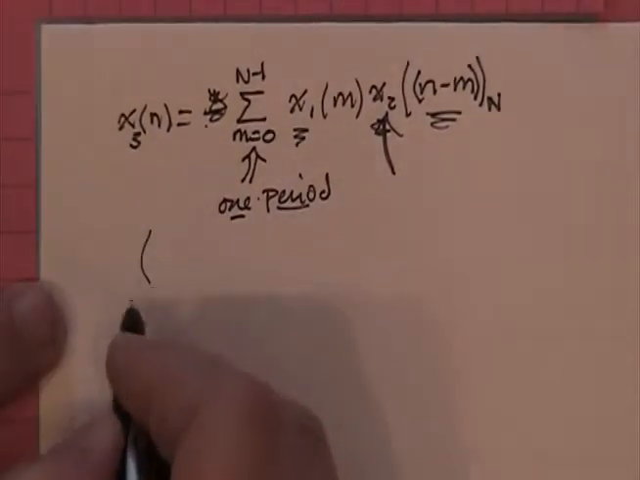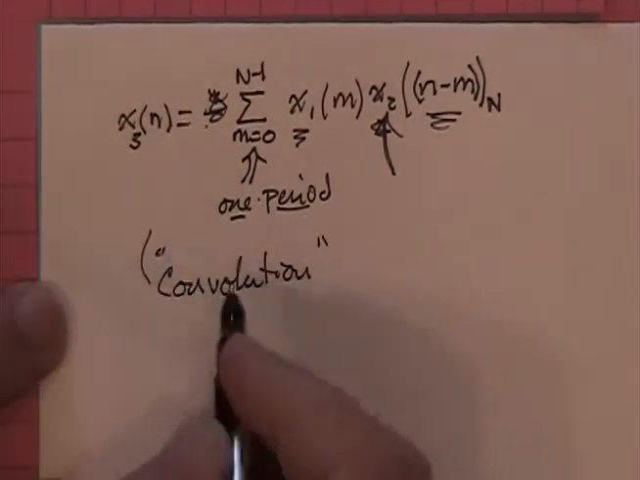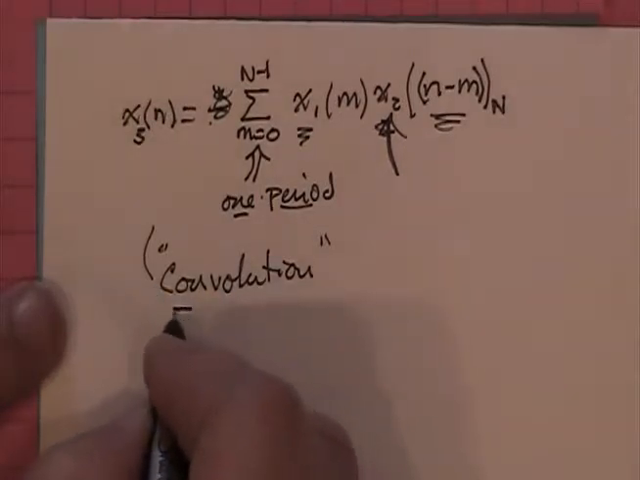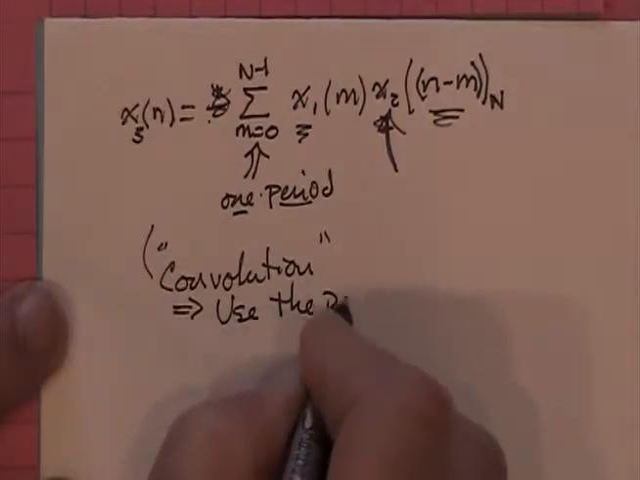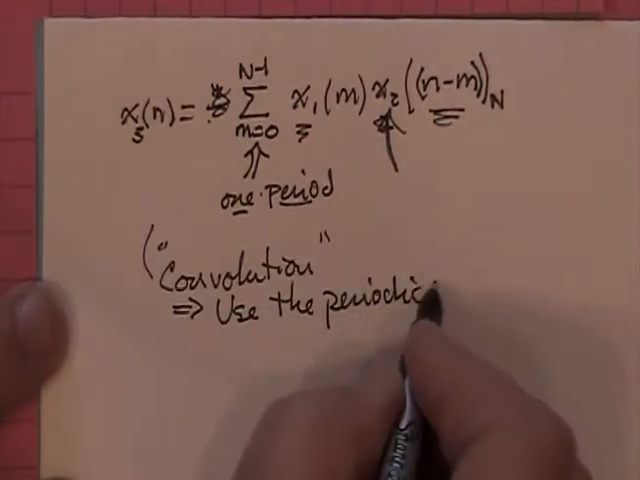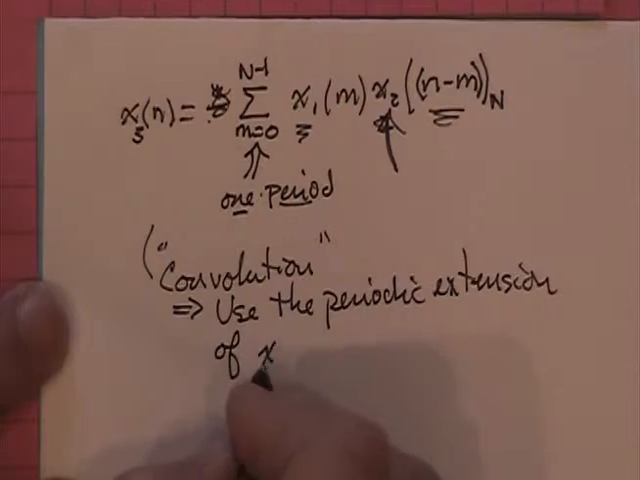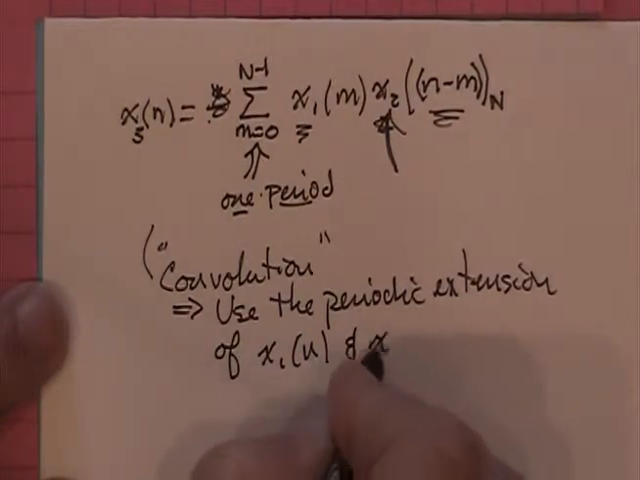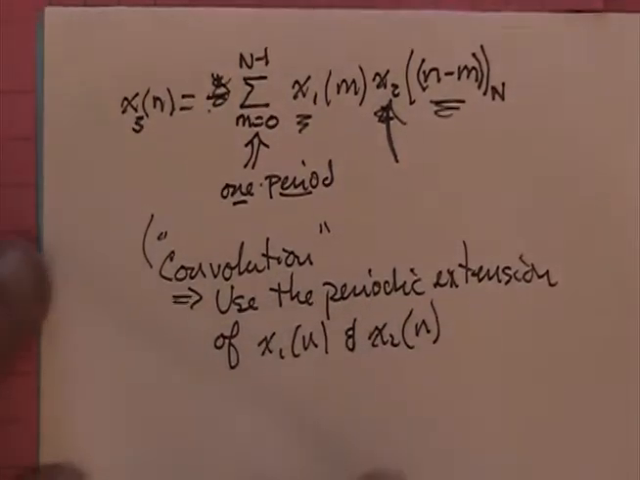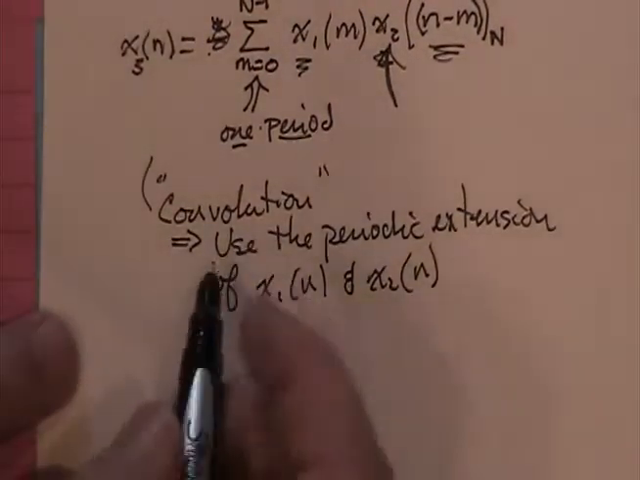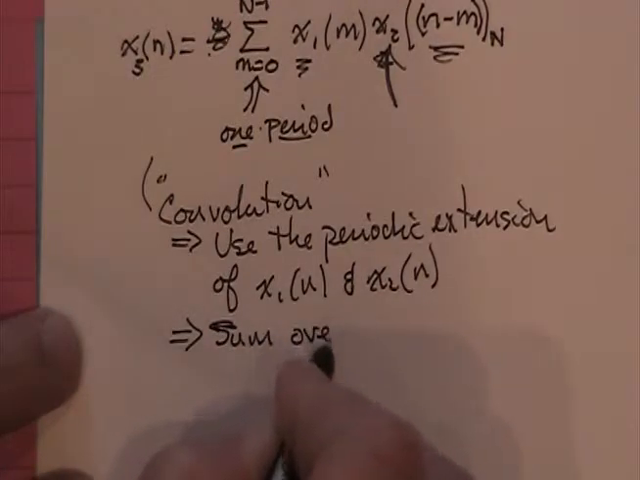We say this is convolution, sort of, right? Okay, and the difference is we're going to use the periodic extension of x1 of n and x2 of n, because I remember I only have capital N sample blocks. I'm just going to act like they're periodic because I've sampled in the frequency domain. And the other side of this is sum over just one period.